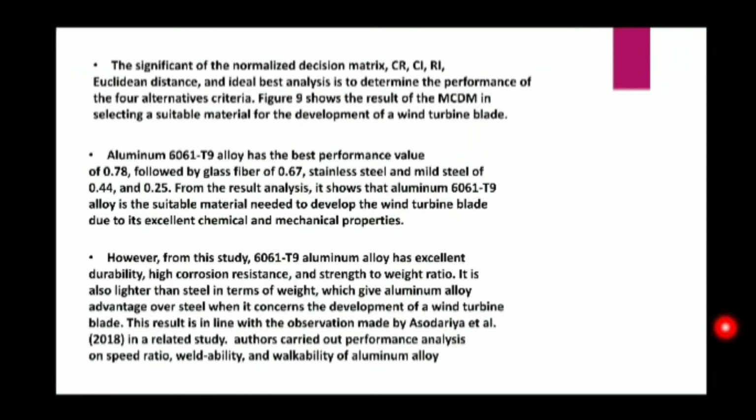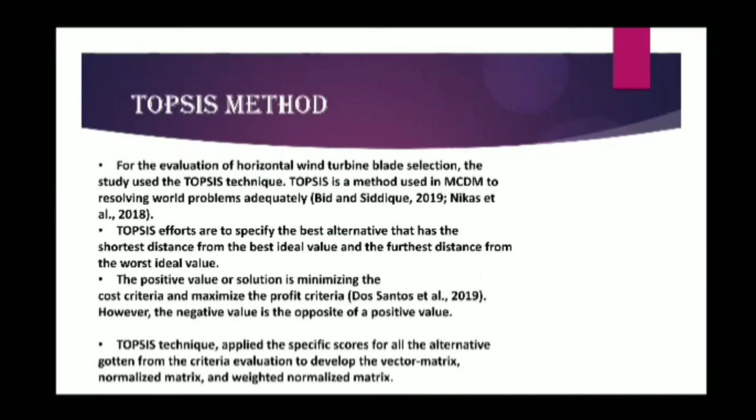From the result analysis, aluminum 6061 T9 alloy is a suitable material for developing the wind turbine blade due to its excellent chemical and mechanical properties. The authors carried out performance analysis on speed ratio, weldability, and breakability of aluminum alloy. TOPSIS method: for the evaluation of the horizontal wind turbine blade, the study used the TOPSIS technique.